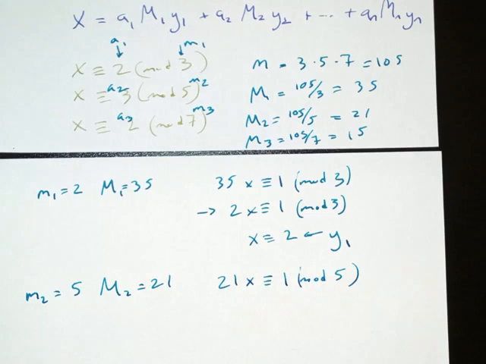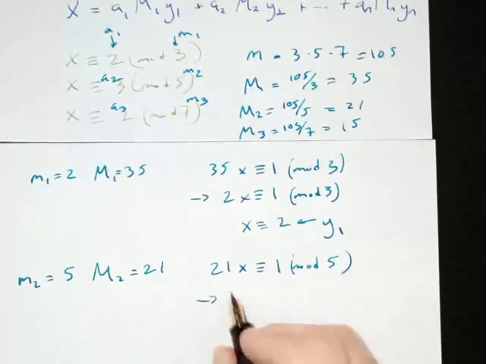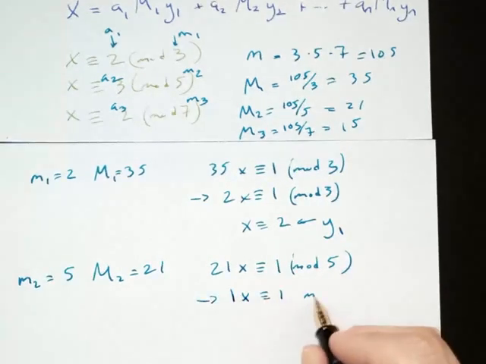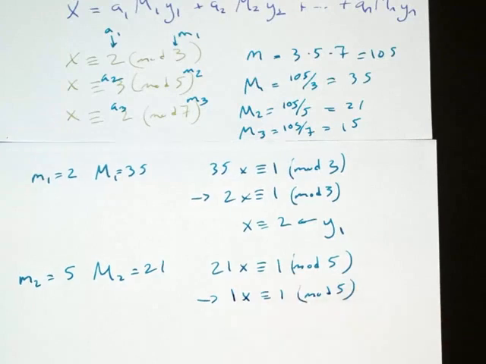But 21 is bigger than 5, right? So before I do anything else, what's 21 mod 5? What's the remainder when you divide 21 by 5? 1. If I ask you to solve x equals 1, do you have to do anything? The left-hand side of that is already x, isn't it? The inverse is 1.